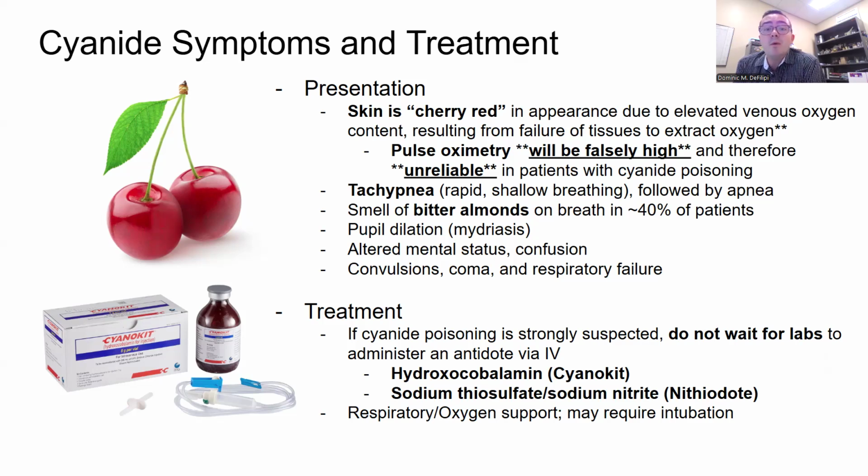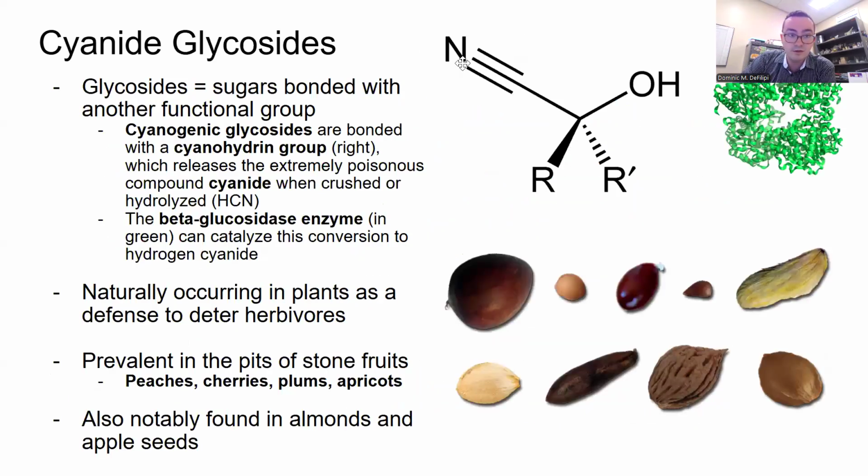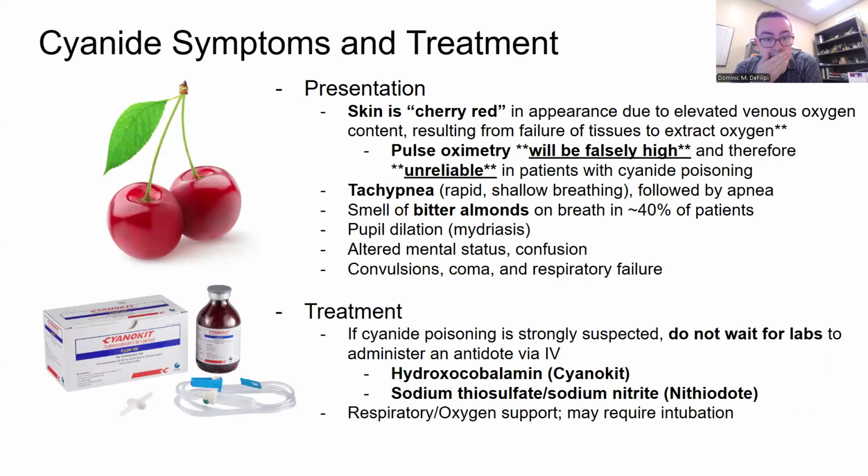You'll get tachypnea, or rapid shallow breathing, followed by apnea, or just a cessation of breathing. The classic symptom of cyanide poisoning, which only happens in about 40% of patients, but it is a symptom, is the smell of bitter almonds on a person's breath. And that's the smell of that cyanogenic glycoside group being broken down and exhaled after the cyanide has been released. There's often pupil dilation or mydriasis, altered mental status and confusion, and then ultimately convulsions, coma, and respiratory failure.